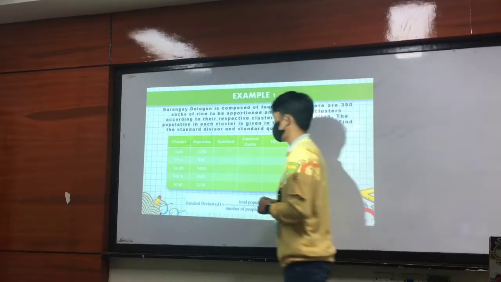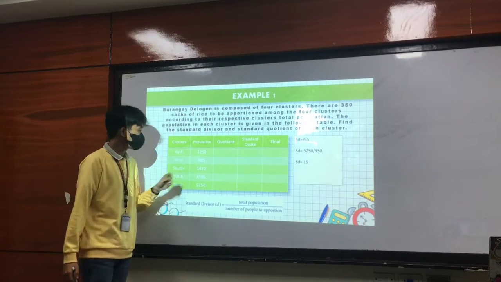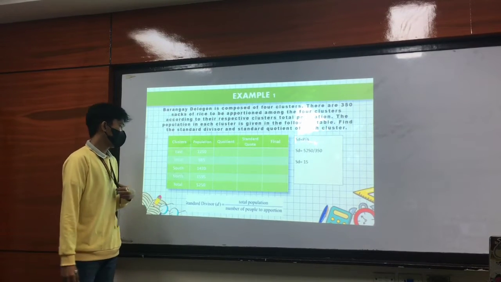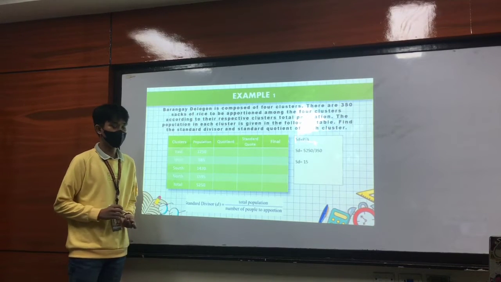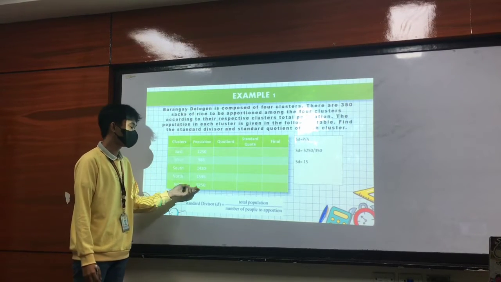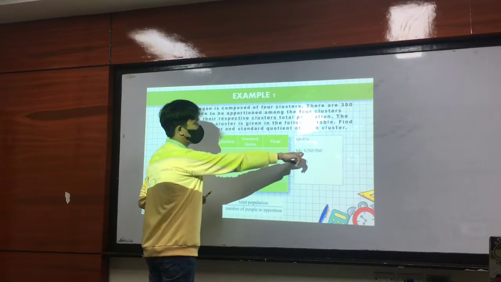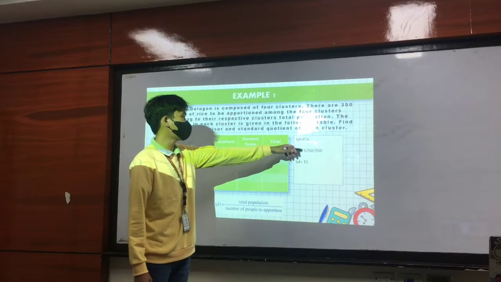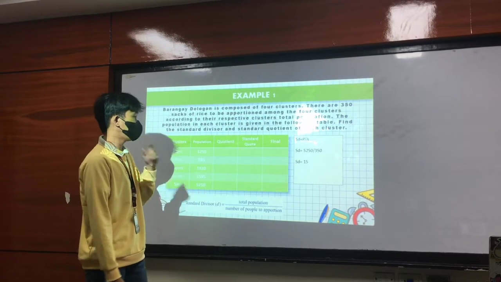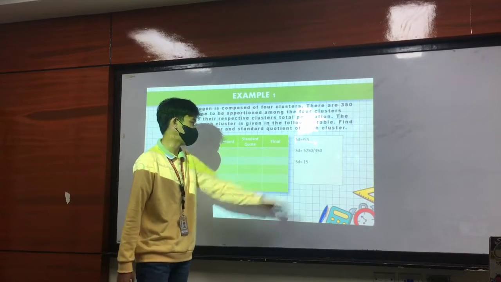So here we have the total population in each cluster. In East, we have 1,250. In West, we have 985. South, we have 1,450. North, we have 1,595. So if we total this all, we have the total of 5,250. So here our standard divisor formula is population divided by our apportionment. So we have the population here is 5,250 and our apportionment is 350 sacks. So we have the standard divisor of 15.